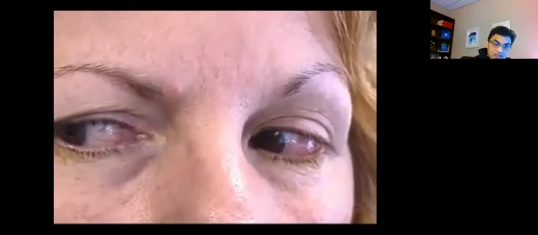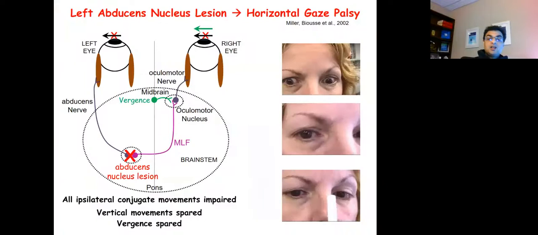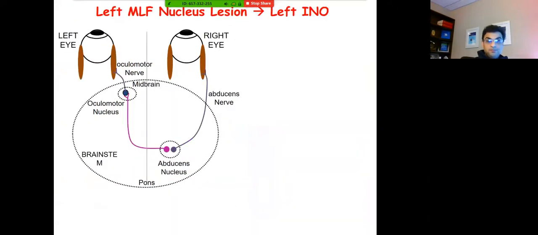So what this tells us is if there is a lesion in the abducens nucleus, as you can see here, the oculomotor nucleus and the vergence circuit are still spared, and as a result, the eyes can have vergence, but cannot have horizontal conjugate gaze. And this is a classic example of horizontal gaze palsy because of a left abducens nucleus lesion.